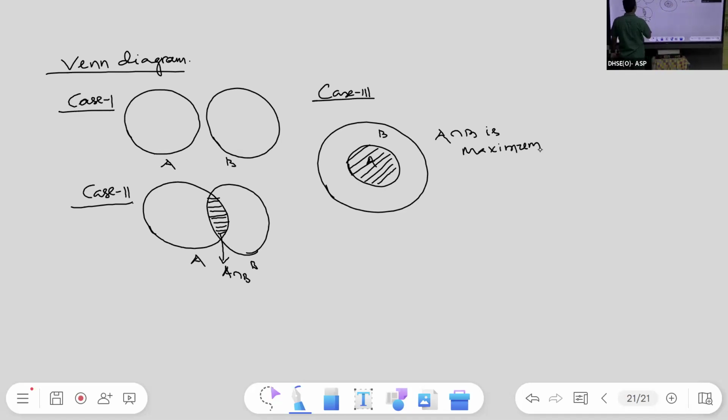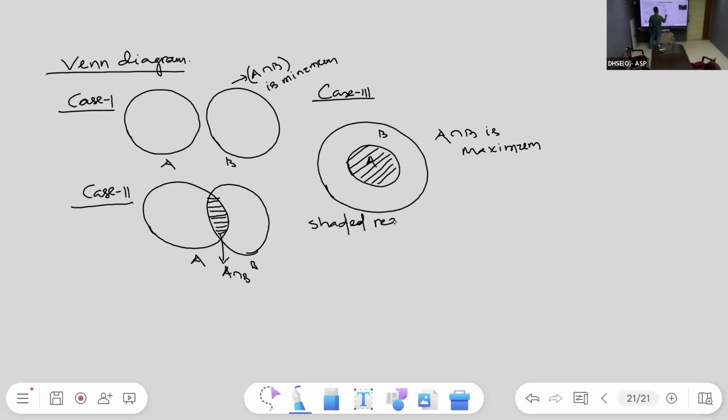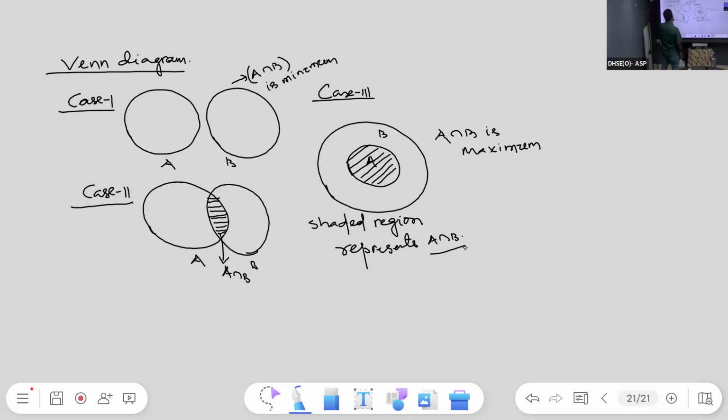Write down: here A intersection B is minimum. So in the first case, A intersection B is minimum. In the third case, A intersection B is maximum. Then the shaded region represents A intersection B. Clear?